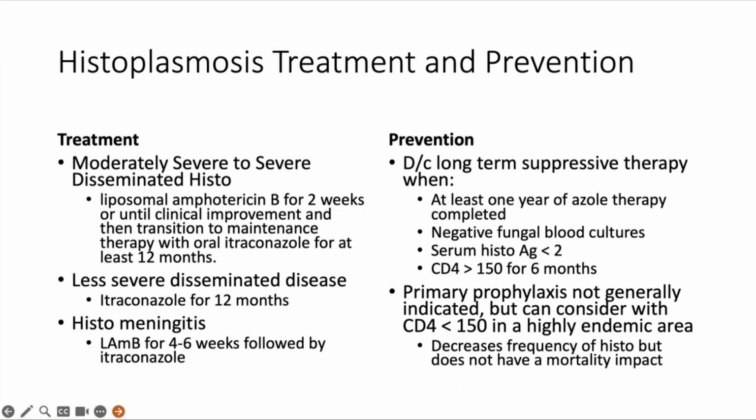And as you guys already guessed, for treatment, if you have moderately severe or severe disseminated histo, you're going to start liposomal amphotericin B. You're going to do it sort of like crypto for 2 weeks and then make sure they're improving. Then eventually you'll transition to maintenance therapy with oral itraconazole, recommended for 12 months. If it's less severe disease, you may not need the 2 weeks of amphotericin to start.